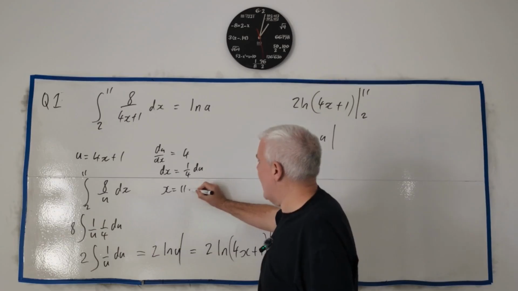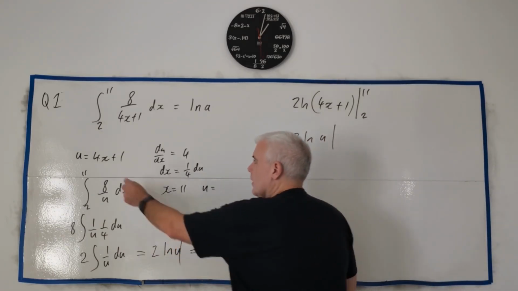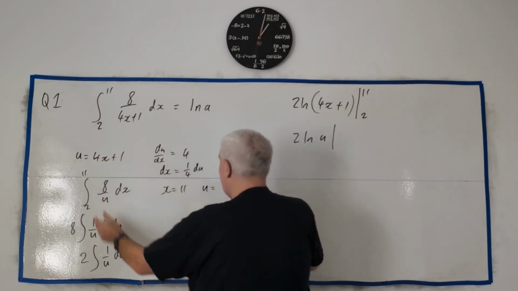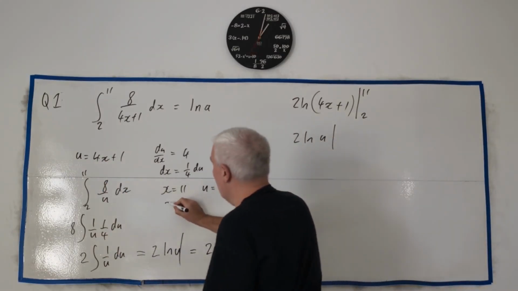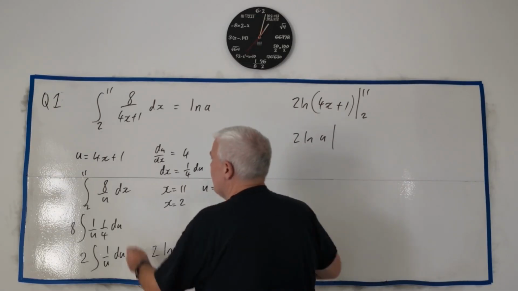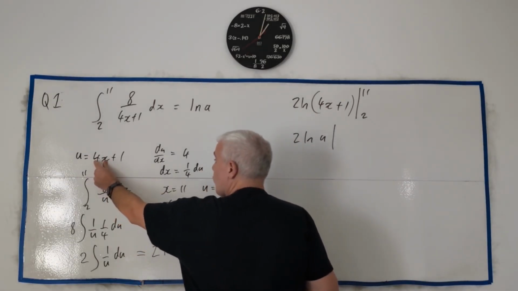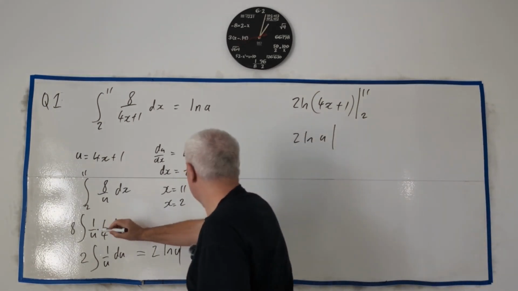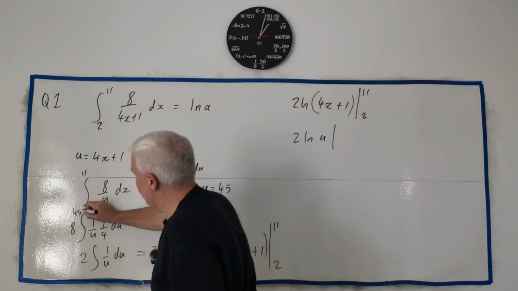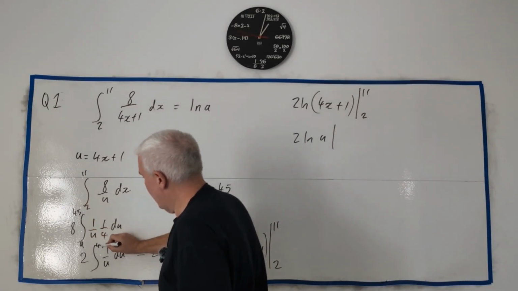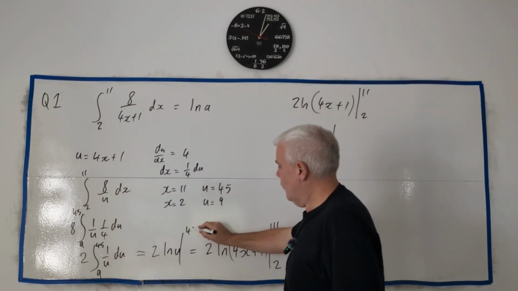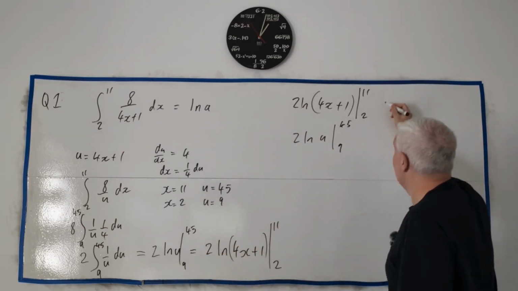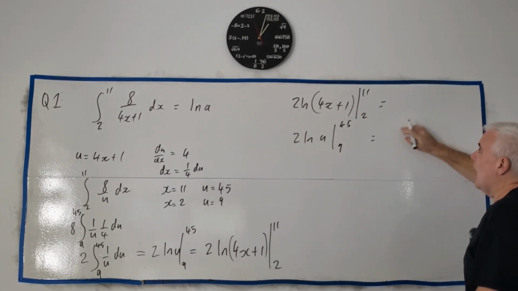When x is equal to 11, what is u equal to? 4 11s is 44, plus 1 is 45. And when x is equal to 2, what's u equal to? 4 2s are 8, plus 1, u is equal to 9. This is between 45 and 9. These two will give the same answer.